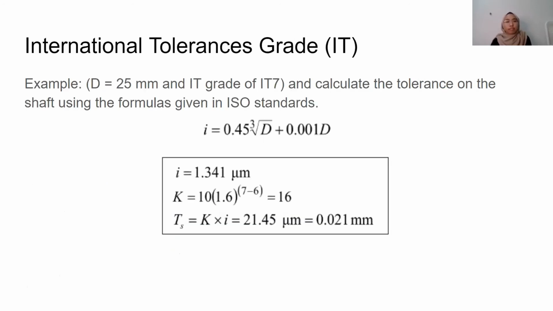So we take the previous example, where the diameter is 25 millimeter and the IT grade is IT7, and we calculate the tolerance. In the I equation, we insert the value of diameter, which is 25 mm, and we get I as 1.341 micrometer. For K, we insert the value of IT7, and we get 16. Next, we calculate the tolerance K times I, and we obtain 21.45 micrometer. The final answer is 0.021 millimeter, which is the same as the table.